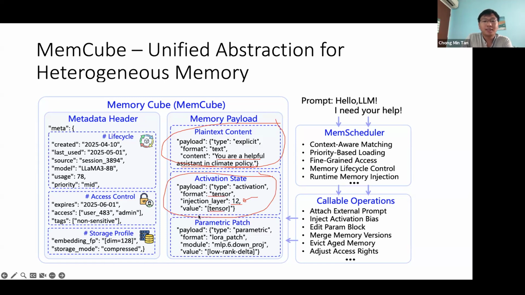So I guess they have the key and value cache here. Over here, they only show one tensor, but you need two tensors. You need the key and value tensor unless both are the same, all right? And you have the parametric patch, which is interesting. They use LoRa patch, all right?